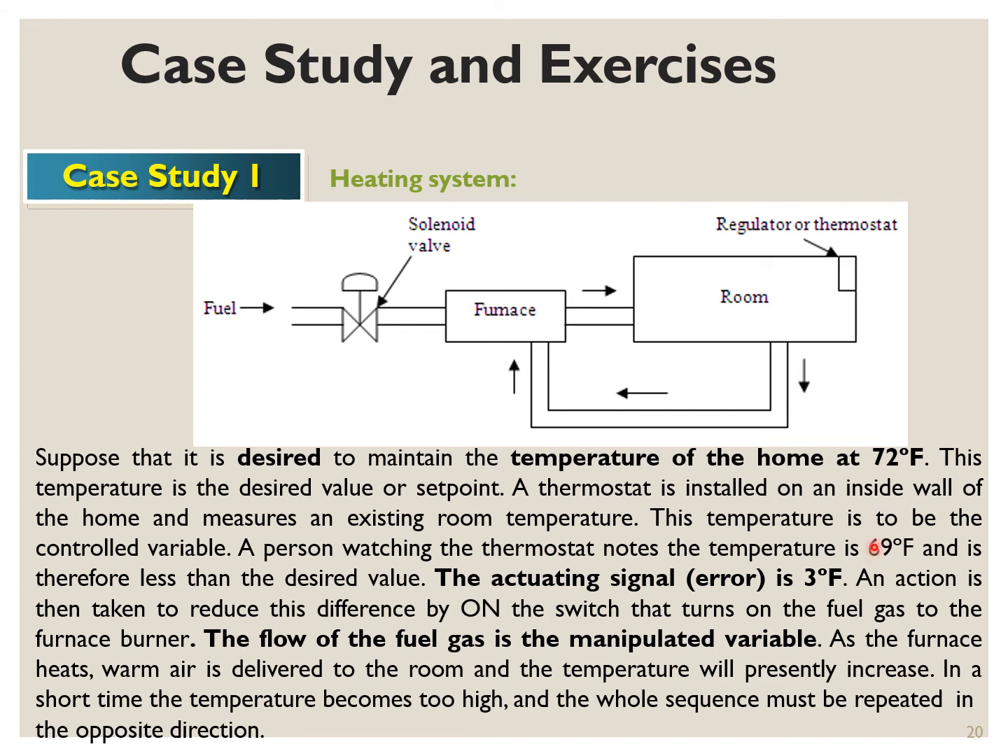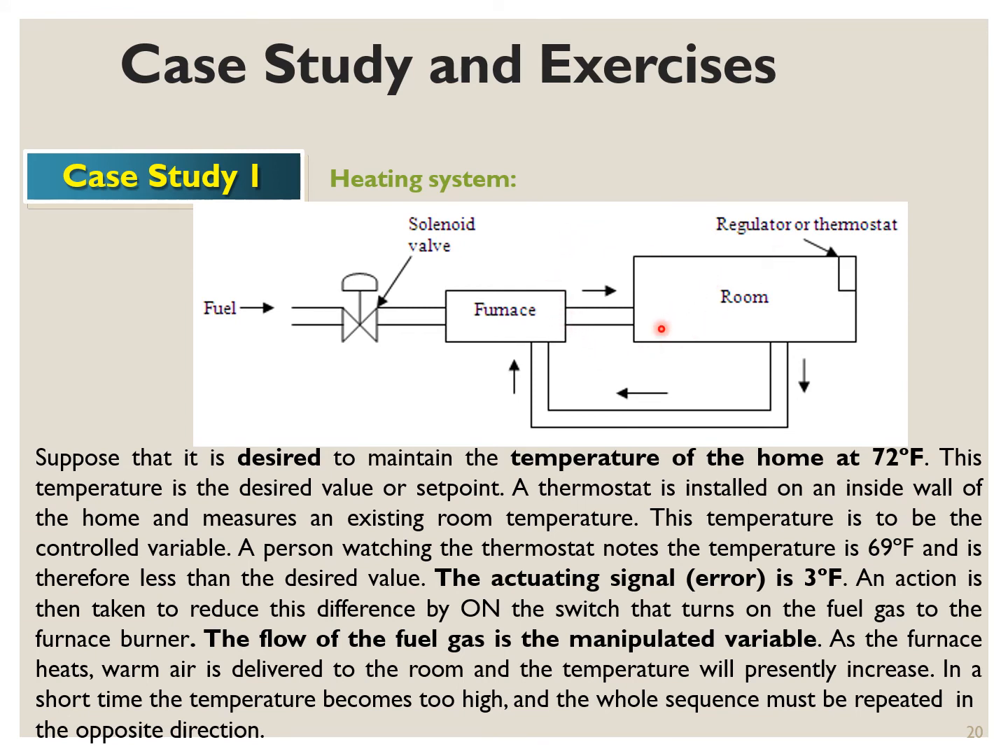72 minus 69. An action is then taken to reduce this difference by turning on the switch that turns on the fuel gas to the furnace burner. The flow of the fuel gas is the manipulated variable. As the furnace heats, warm air is delivered to the room. So warm air is delivered to the room, and the temperature will presently increase. In a short time, the temperature becomes too high. If the temperature becomes too high, then the whole sequence must be repeated in the opposite direction.